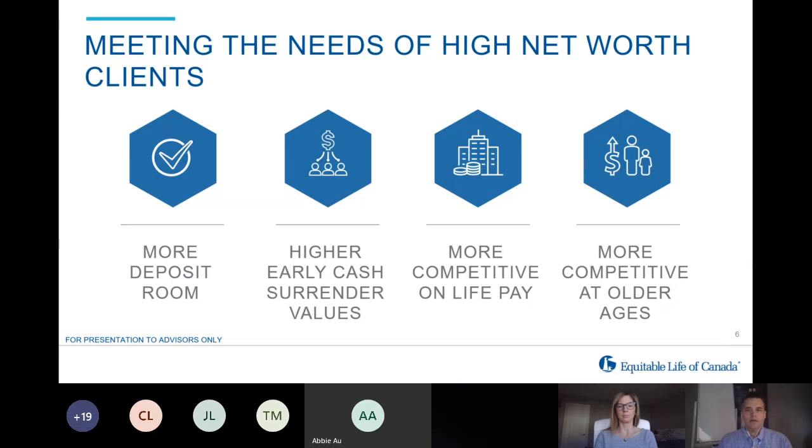So we did the redesign on this to meet the needs of our high net worth clientele that we find ourselves more and more engaged with. And this was a very big departure for Equitable Life from the standpoint of their market. The redesign, or the reverse engineering of Canada Life's style product, was really just mostly mid-market.